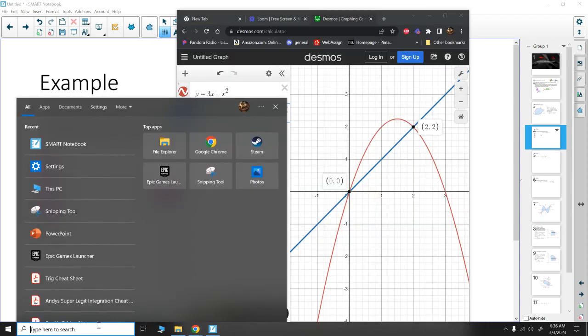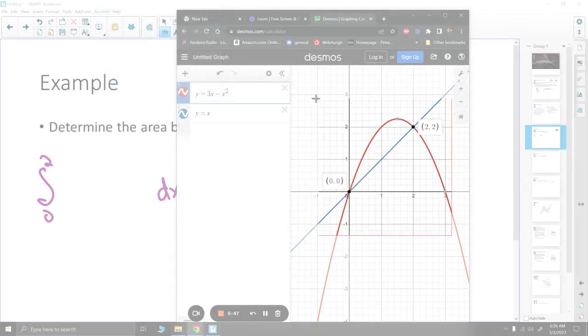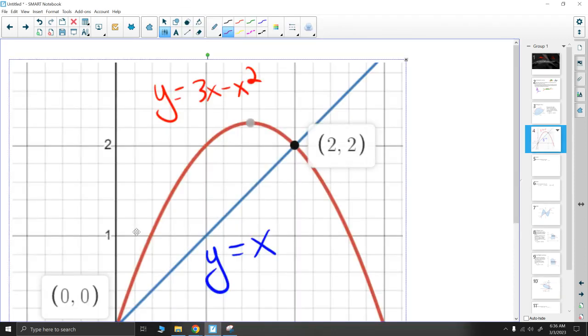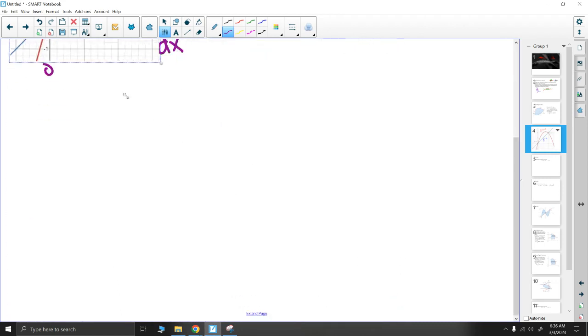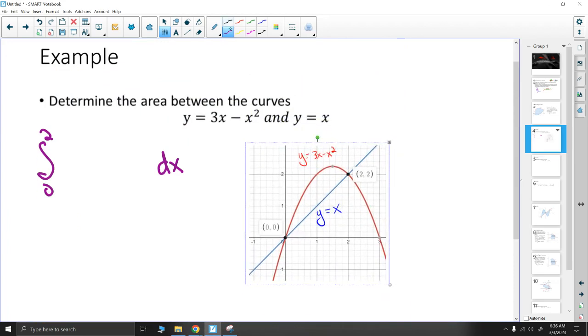Let me actually snip this so I don't have to keep going back and forth. All right. So notice also the red function here is y equals 3x minus x squared, and our blue function here is y equals x. Let me shrink this down. All right, so we're dealing with this, and we want to find the area between these two curves. So we want to find this region.